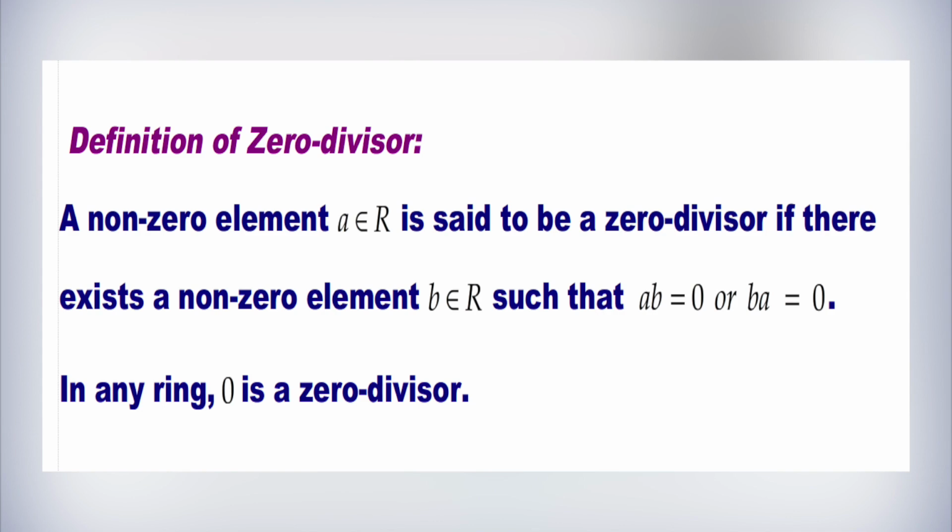Any element A in R is said to be a zero divisor if there exists a non-zero element B belongs to R such that AB equal to 0 or BA equal to 0. In any ring, certainly 0 is a zero divisor according to our definition. Next, let us see some examples of zero divisor.